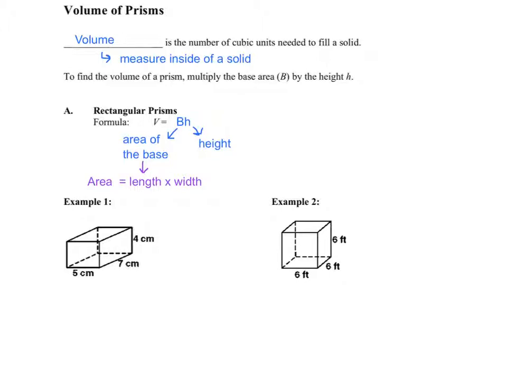As a result, our formula to find the volume of a rectangular prism is volume equals length times width times height. That's how we come up with this formula, by taking the area of the base, which is a rectangle, and multiplying it by its height. So let's do some examples together.